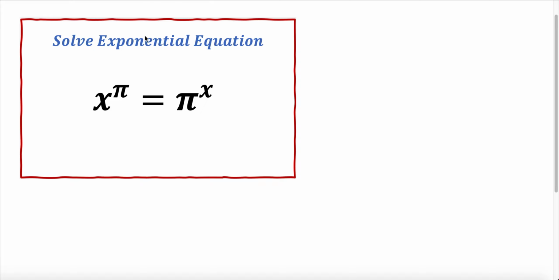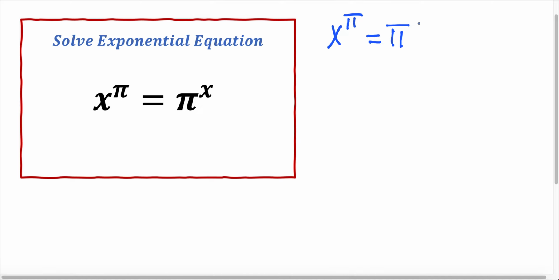Solve exponential equation. So we are trying to find at least the two solutions of this transcendental equation. So let me rewrite this one here, okay? So x to the exponent pi is equal to pi to the exponent x. So it's a very nice equation. Looks very beautiful. So now let me ln both sides.